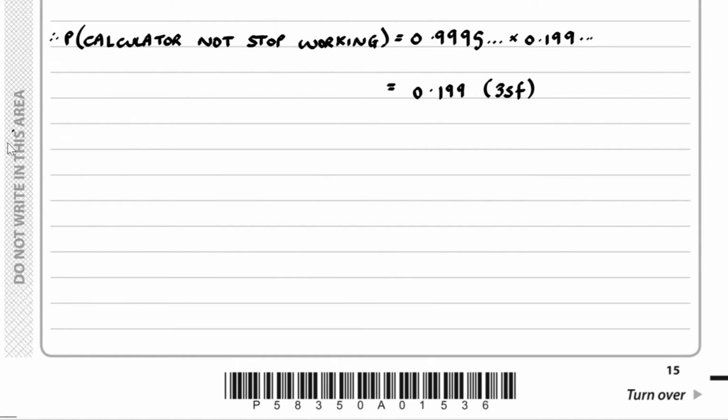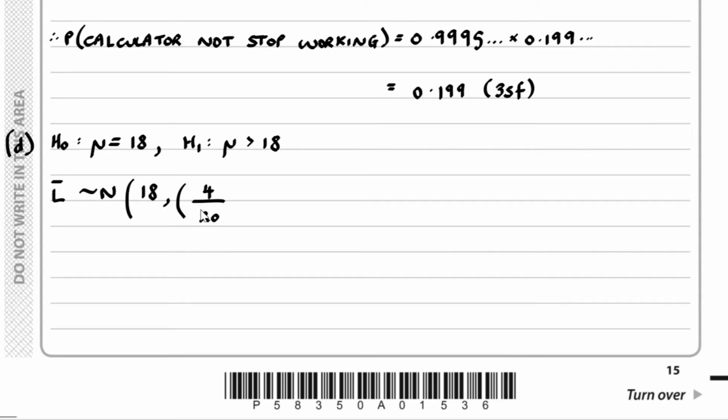And so for part D, we've got our null hypothesis, mu equaling 18, and our alternate hypothesis, mu being greater than 18. Now we've got the mean lifetime, L bar, normal distribution, we have 18, and our variance will be 4 divided by root 20 squared, and that's because we've got a sample mean. Now we know for a sample mean, to calculate z, that's equal to, well, in this case it will be L bar subtract mu divided by sigma over square root n.